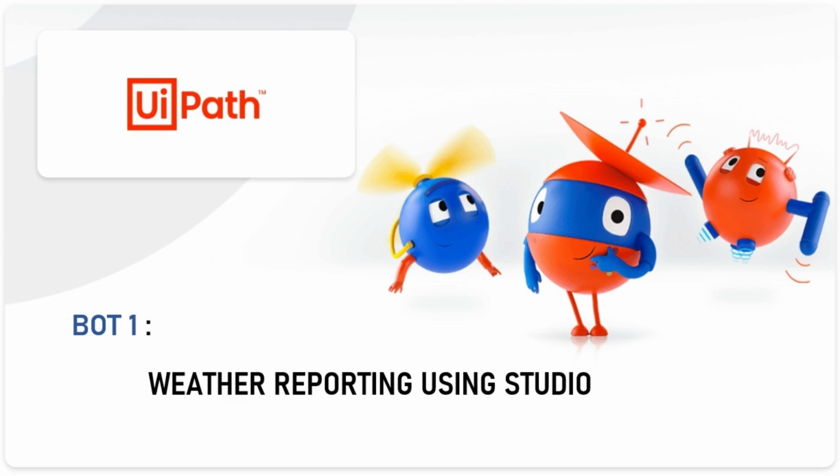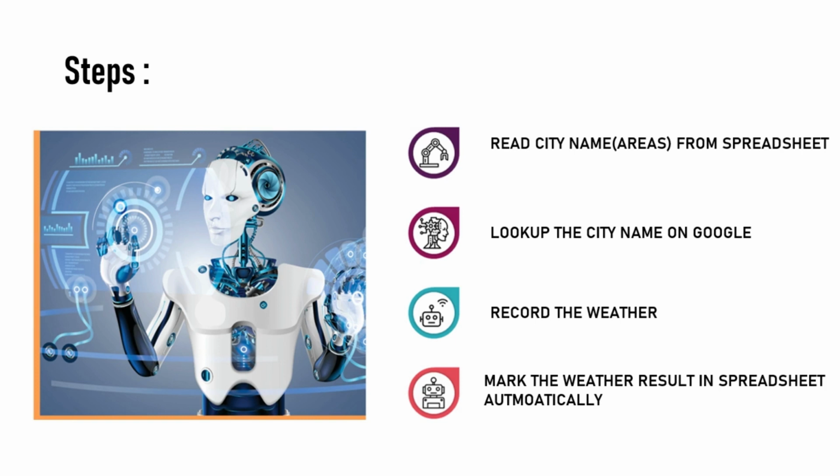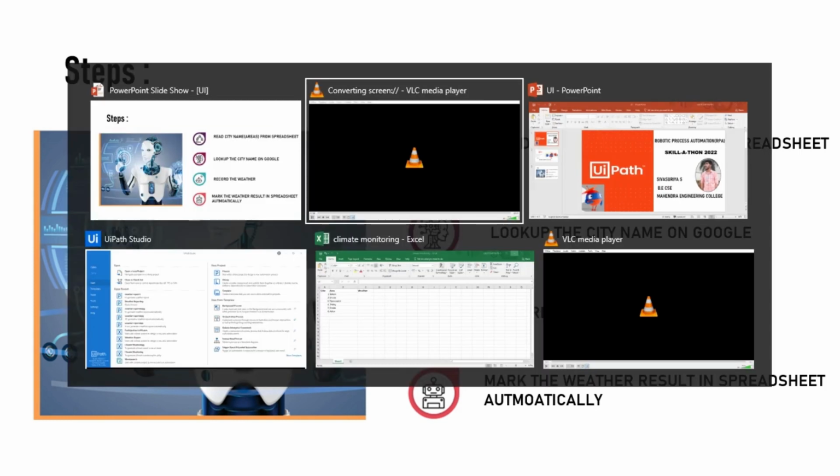So what are the steps to create a weather reporting bot? First, read city names from a spreadsheet. We can type the city names into the spreadsheet. Then it looks up the city name on Google, records the weather, and marks the weather result in the spreadsheet automatically. Now we can go to the UiPath Studio app.